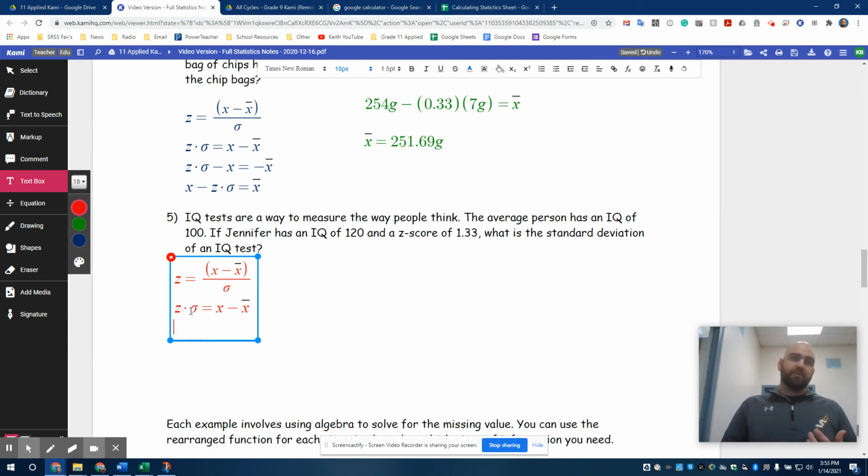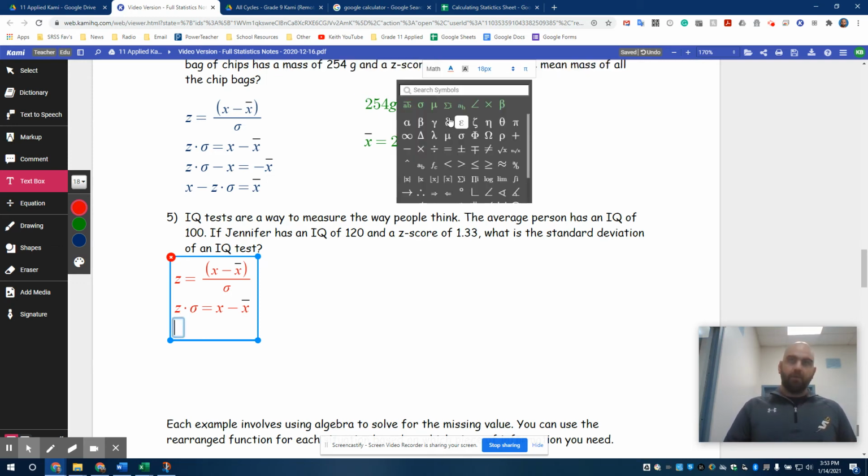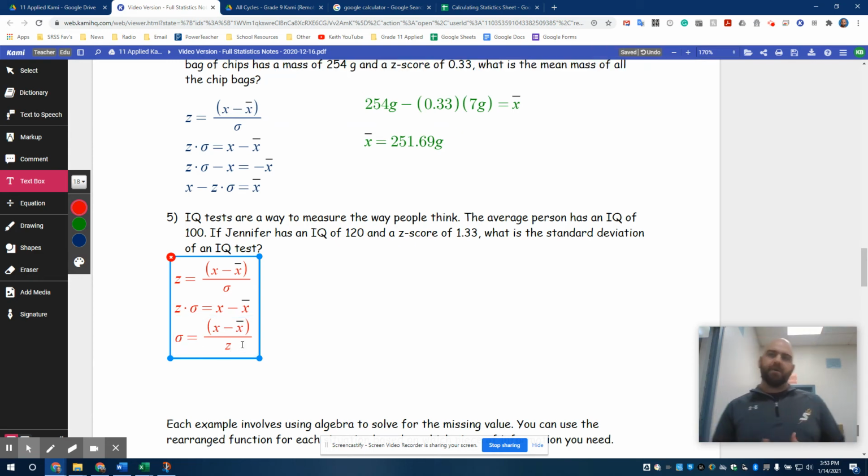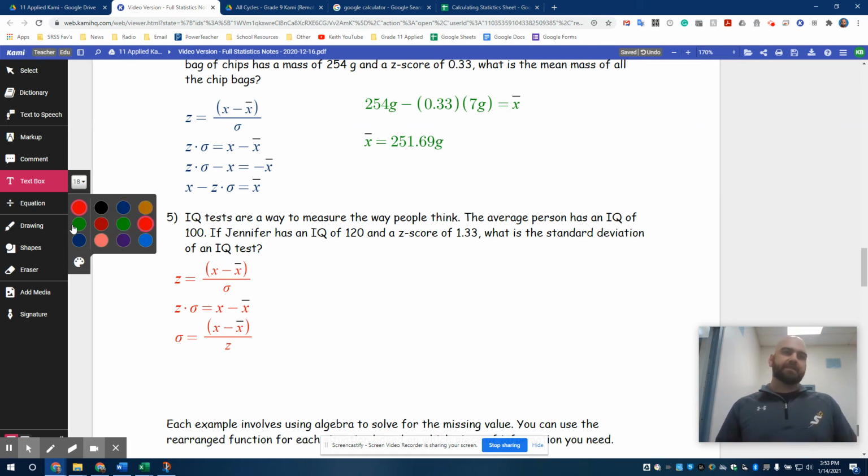Now to get sigma by itself, we divide both sides by z. That gets rid of the z there, and we get sigma all by itself. We're going to divide this side by z as well. So now we have sigma all by itself. This is our formula to solve for sigma, the standard deviation of a set of data.